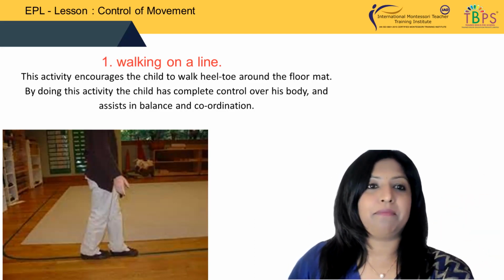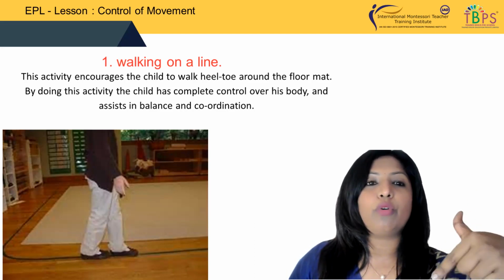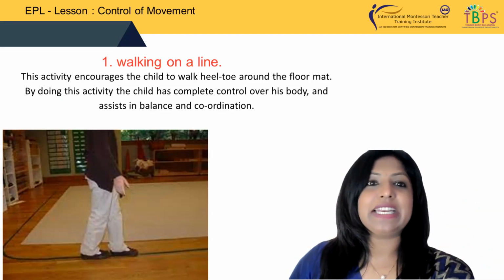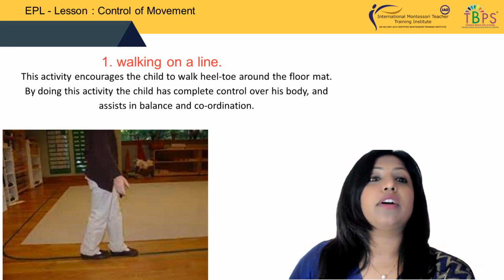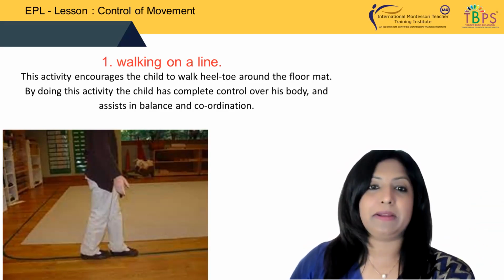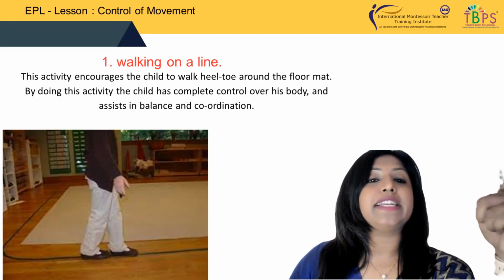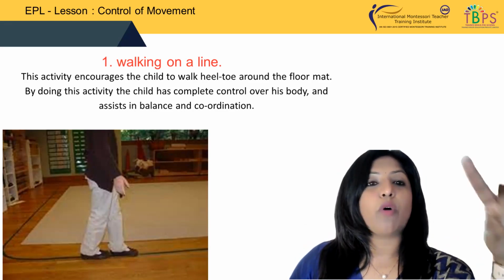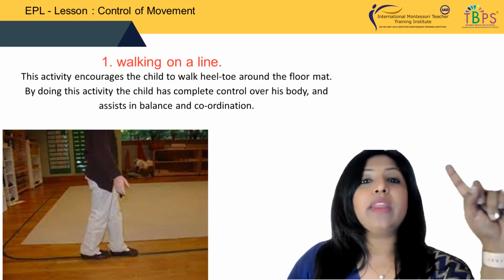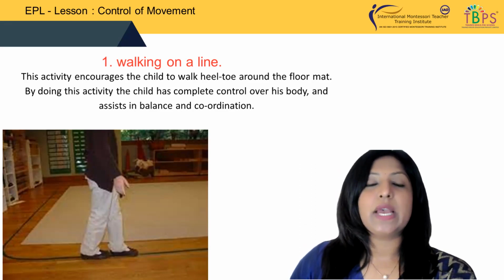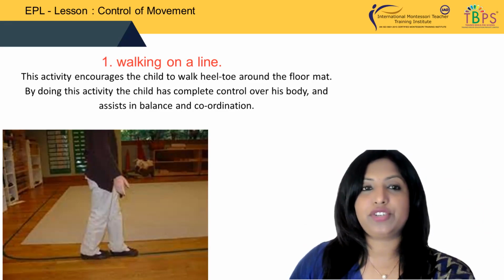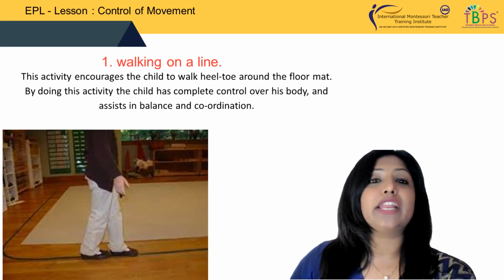What happened there? The teacher took control over the child's body, isn't it? We took control. So the child is now not running, but the child is walking slowly. The child is walking in a tiptoe way. Now, when we give such exercises, we as teachers are working on the child's balance and coordination.